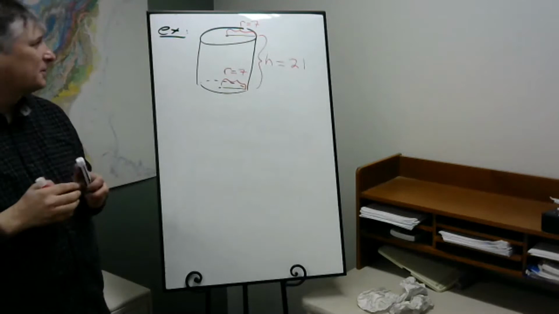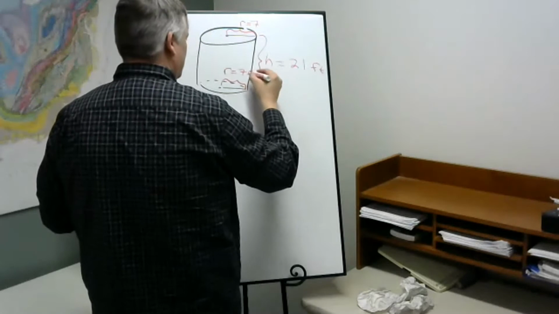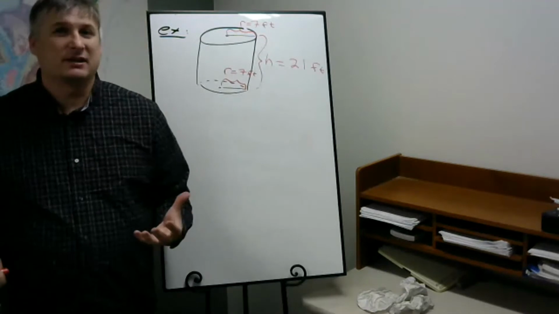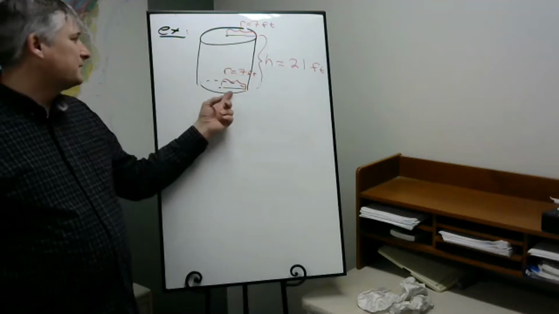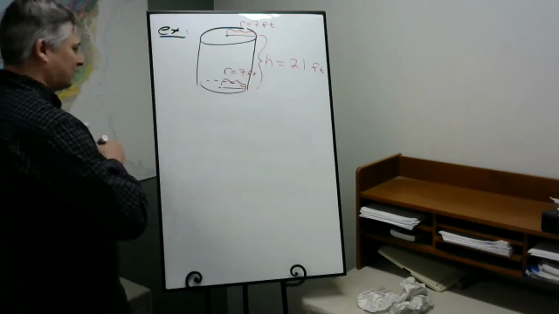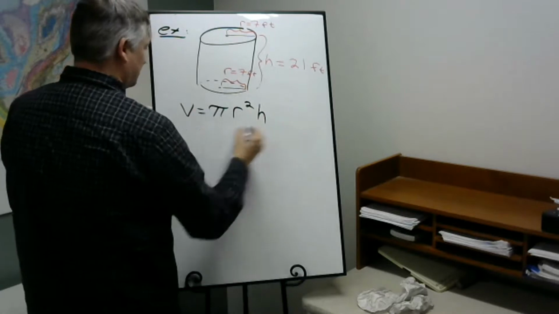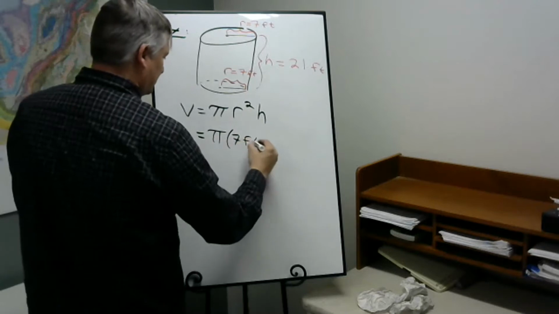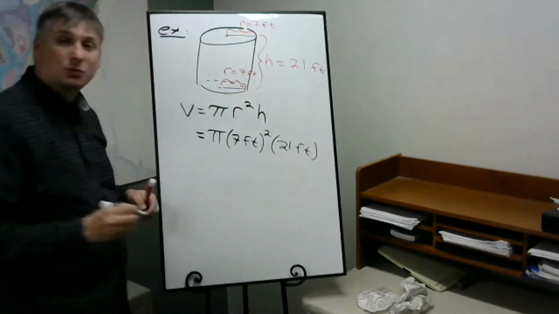So let's say we have something like this. And let's give it units. Let's go feet again. So we have some really large tank is what we've got. We want to find the volume of this tank. We want to fill it with something. So there's a radius of 7 and a height of 21. So what's the volume? Well, again, we use our formula. Now, r we know is 7 feet. And the height is 21 feet.